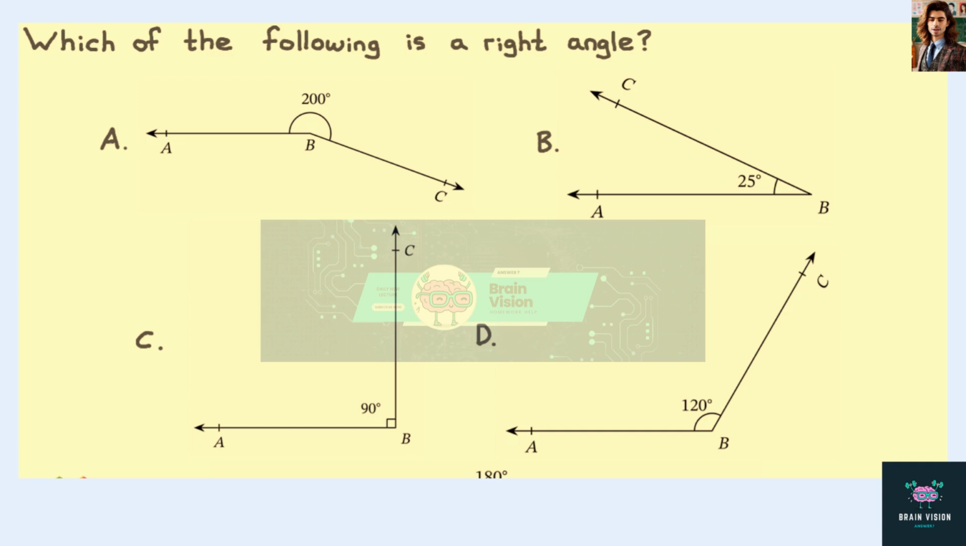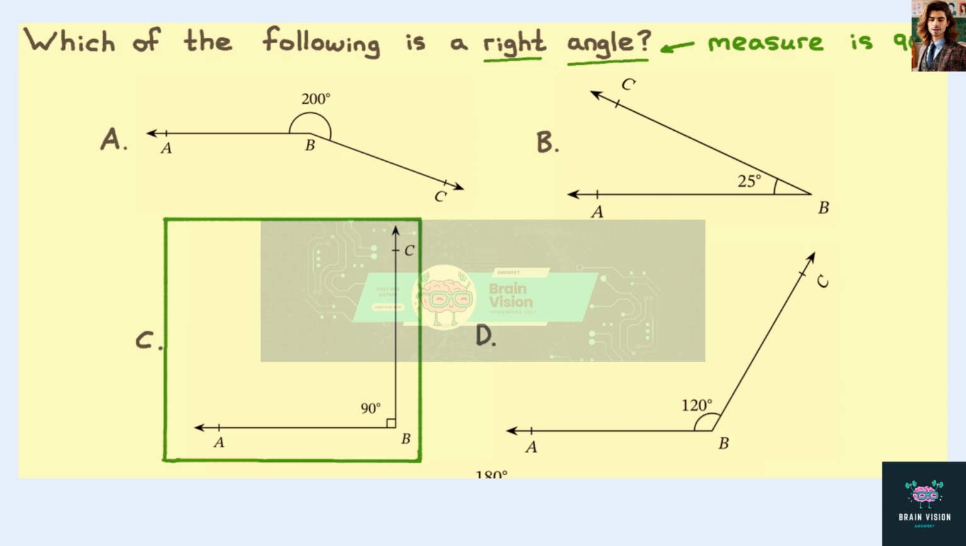Which of the following is a right angle? Options A, B, C, D and E. In this question, we are asked to identify which of 5 given angles is a right angle. We can do this by recalling that a right angle is an angle whose measure is 90 degrees. That is a quarter of a full turn.